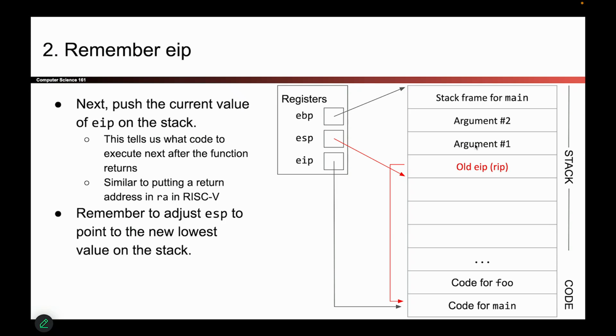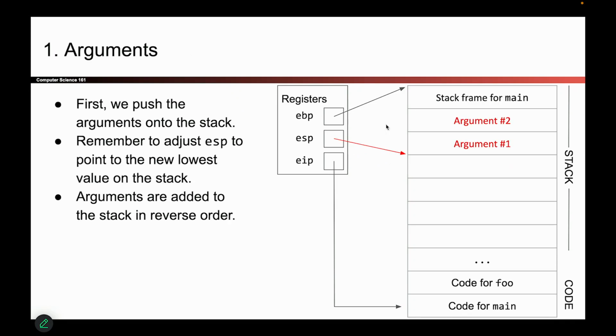OK, next step. So now I want to start changing all these registers. I want to move EBP down here. I want to move ESP down here. I want to change EIP to point at foo. But I can't just start changing all these register values, because if I do, I'm going to forget what used to be in those register values. So before I can change anything, I always have to write down the old value. That's the second time that I've said that.